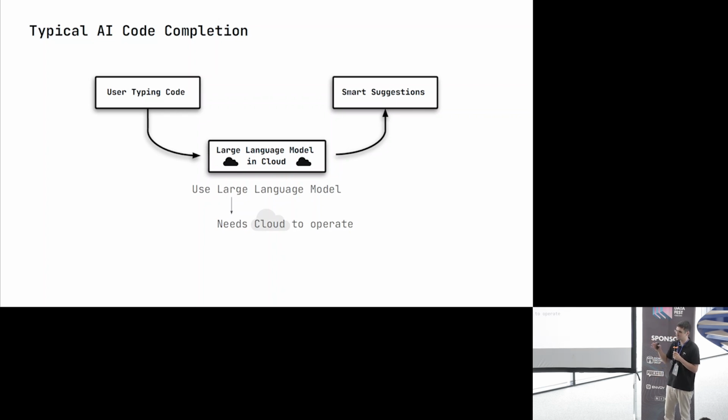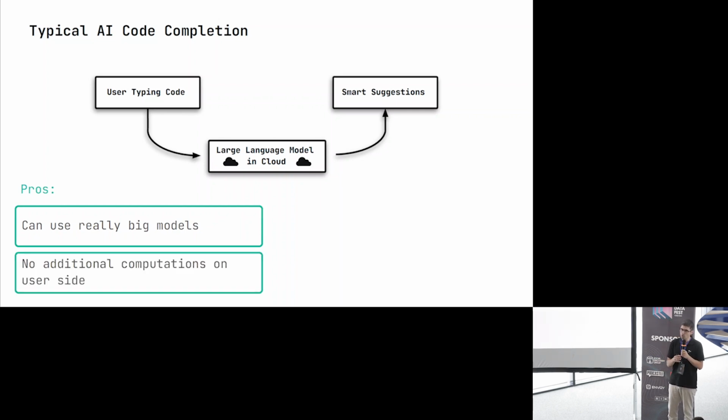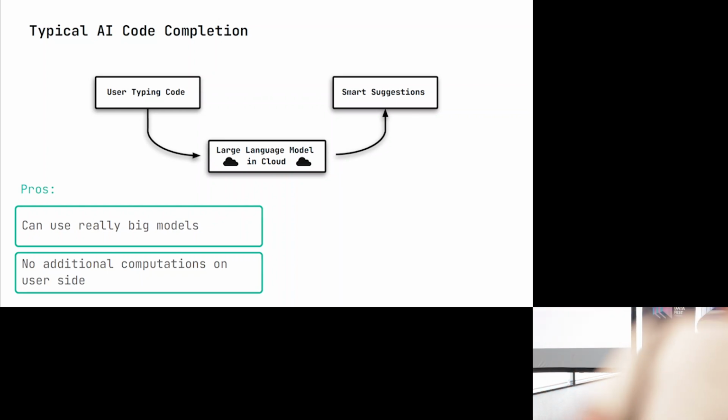This workflow is quite widely adopted, and of course it has its pros and cons. Let's discuss them. Speaking about the pros, you can go with really big models in this setting because you have your dedicated server with a powerful GPU. Also, a nice thing is that there are no additional computations involved on the user side, because everything about model inference is happening on your cloud server.